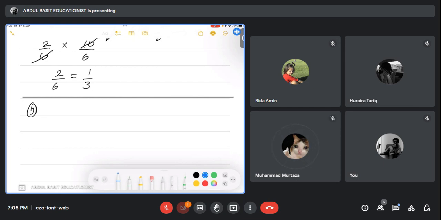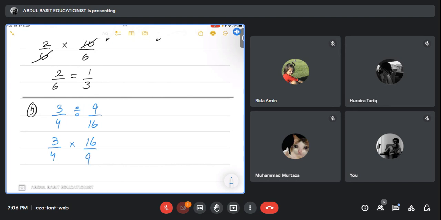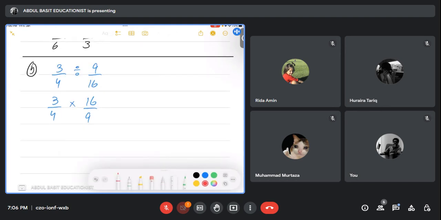Okay, that's good. For example, 3 by 4 divided by 9 by 16. Now, before dividing the fractions, we have to change it to multiplication. So it becomes 16 by 9. Now we know this already that हम cross में cutting कर सकते हैं. So 3 times 1 is 3, 3 times 3 is 9, 1 times 1 is 1, and 4 times 1 is 4, and that's 4.